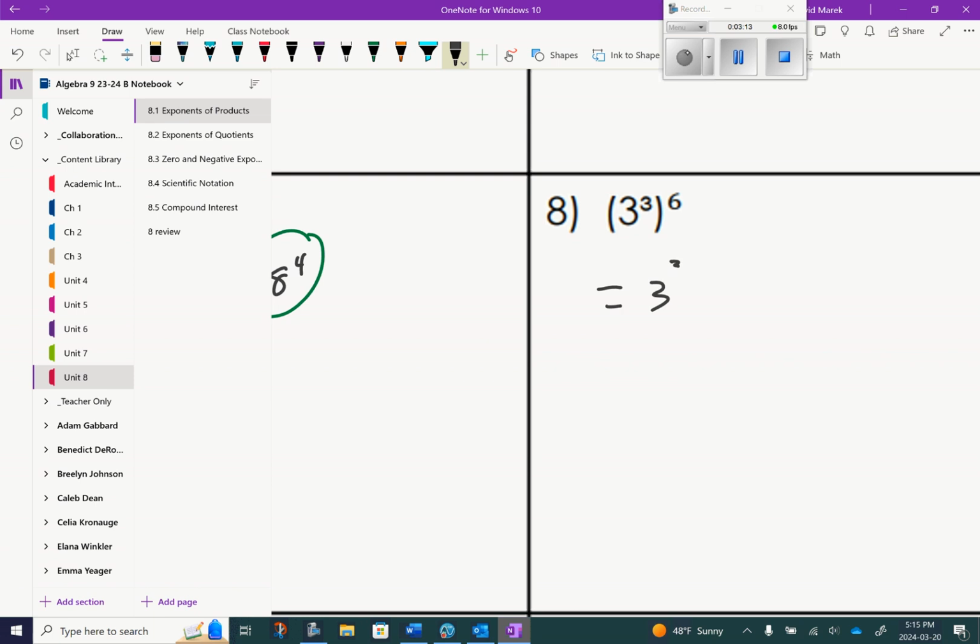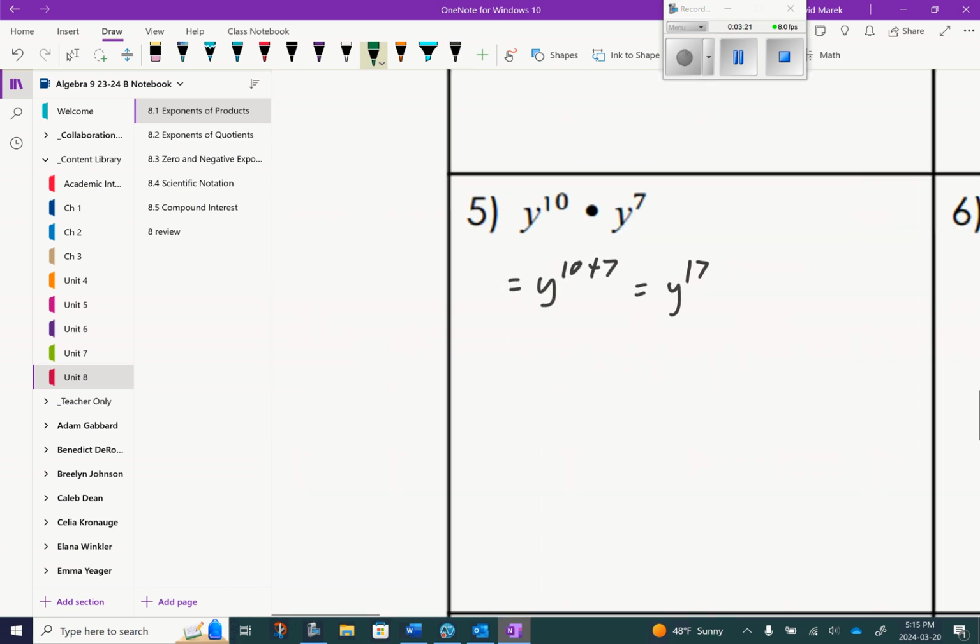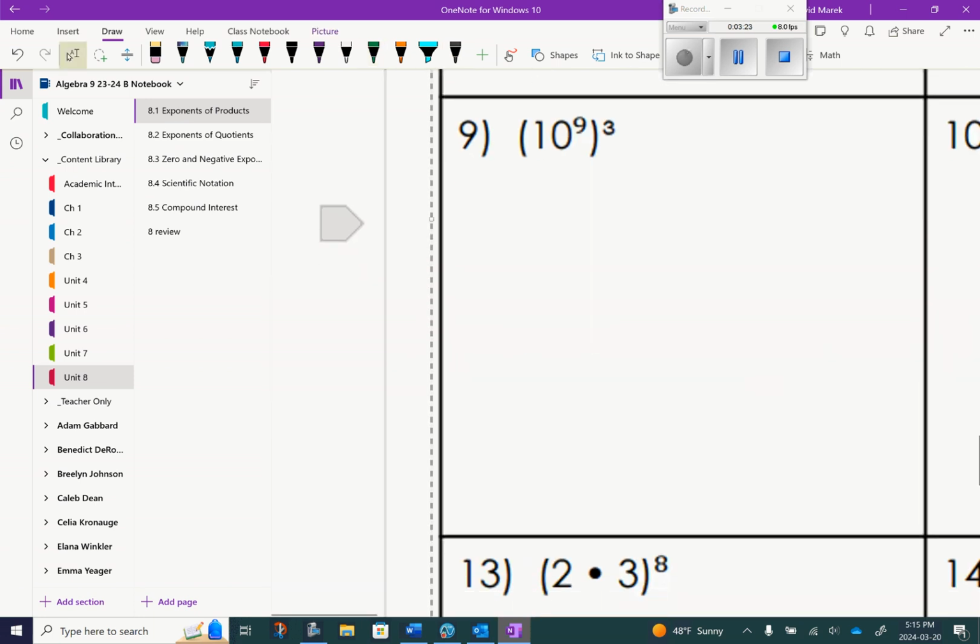This is 3 to the 3 times 6 power. This is 3 to the 18th. Keep going. This is 10 to the 9 times 3 power. This is 10 to the 27th.